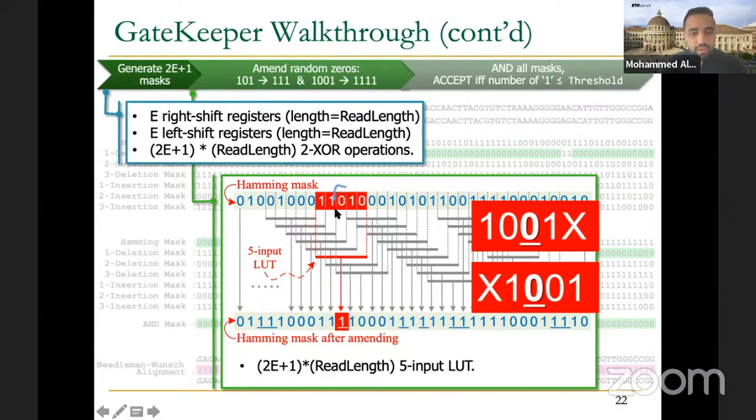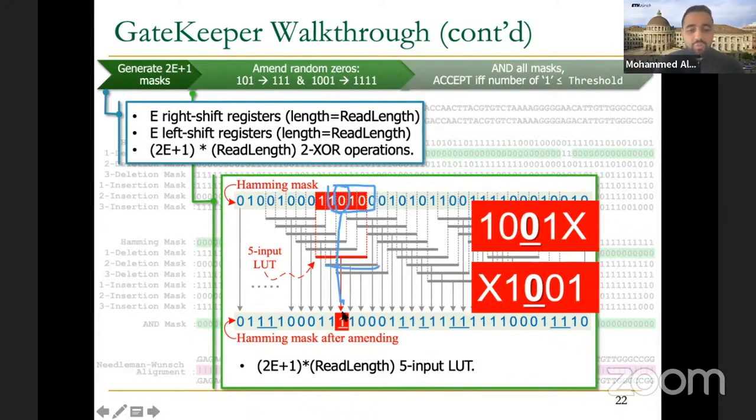Whatever the new value of that bit is, only it will appear in the output. Only that bit, not the other bits. That's why we need overlapping lookup table operation. So you can see the lookup table here considers these sets of 5 bits, and so on.